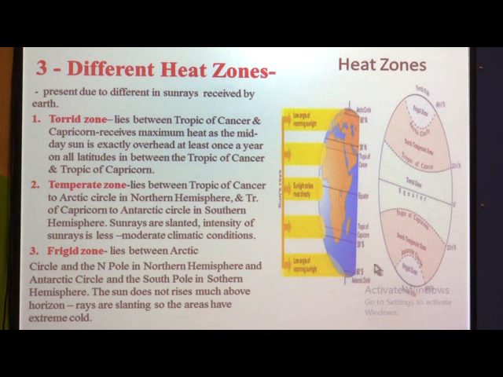Here the sun does not rise much above the horizon, so the rays are very slanted, and these areas have extreme cold. Understood? These areas are extremely cold, as the sun rays are much above the horizon. These areas do not receive the sun rays, so they are extremely cold throughout the year.